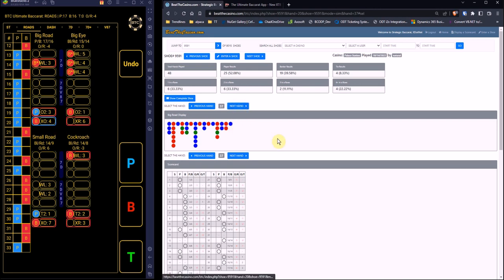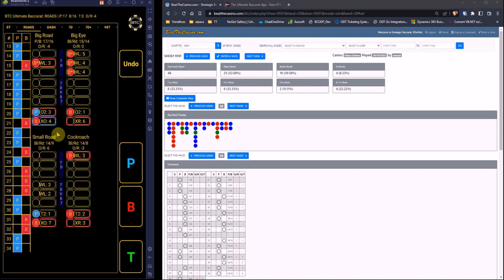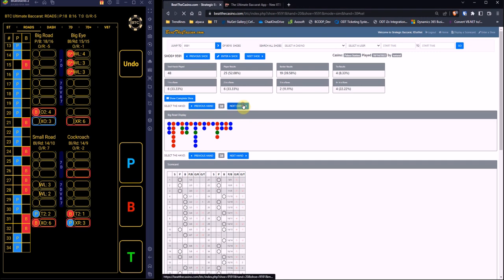So here we go. Next hand, there we are. So we can see that it was a player, and in my opinion, the shoe has indeed flipped. So player is the opposite recommendation of what was winning. So let's go ahead and put a player in. Now the count goes down to three. Let's get to the next event. Okay, we got two more players.